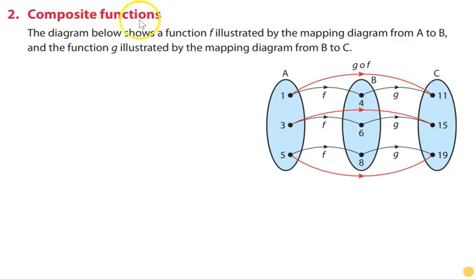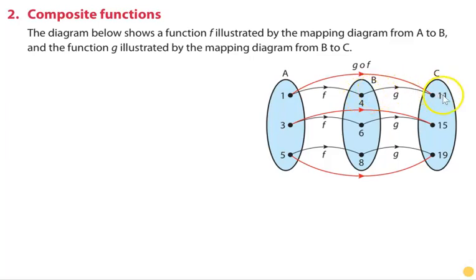Composite functions. The diagram below shows a function f illustrated by the mapping diagram from A to B, and the function g illustrated by the mapping diagram from B to C. So here we have our set A, our set B, and our set C. So we can see 1 maps to 4, and that's following the function f, whatever that is. We don't know what our function is, f of x, but we know that 1 maps to 4.